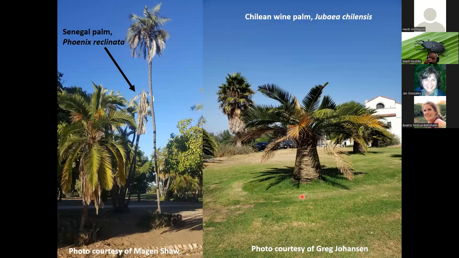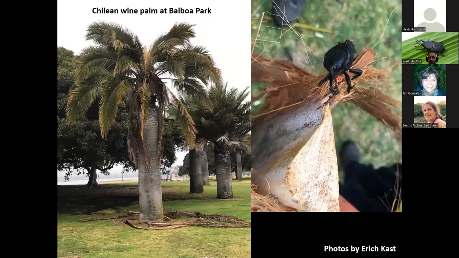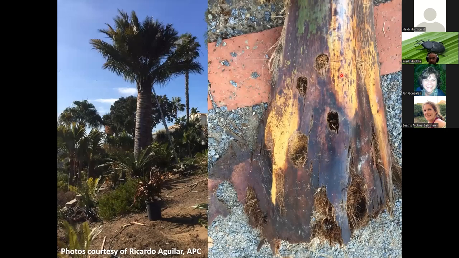So the Senegal palms from Africa, Phoenix reclinata, have been attacked and killed. Chilean wine palms appear to be quite popular in the Southern Californian landscape. This one also, at Balboa Park, was attacked and killed by the South American palm weevil. Second palm tree, Chilean wine palm, killed. Chilean wine palms in the urban area have been attacked and killed. These photographs were provided by Ricardo Aguilar.